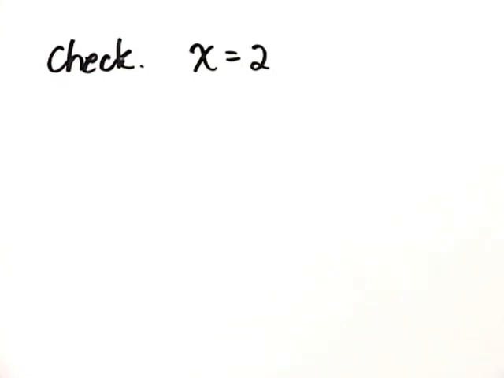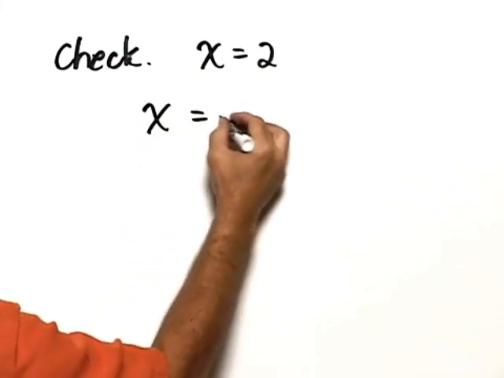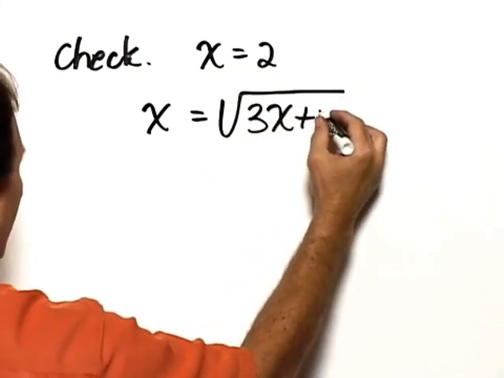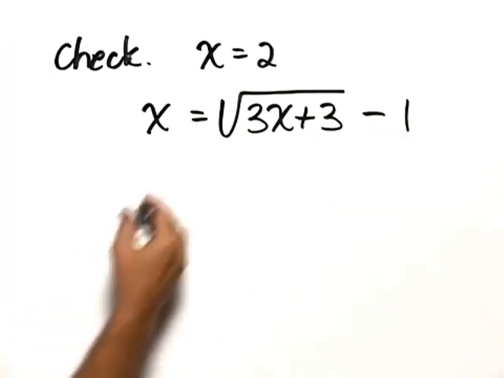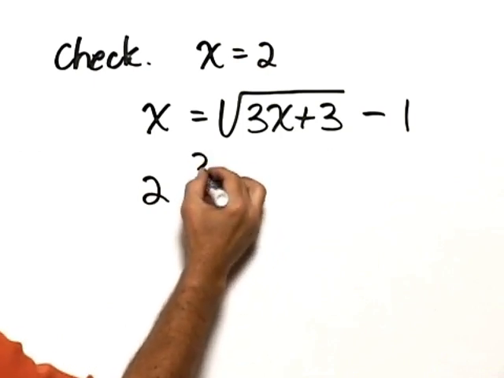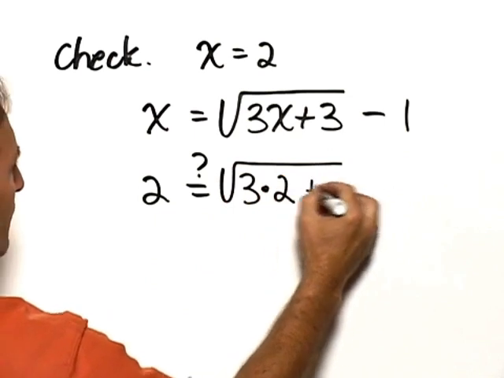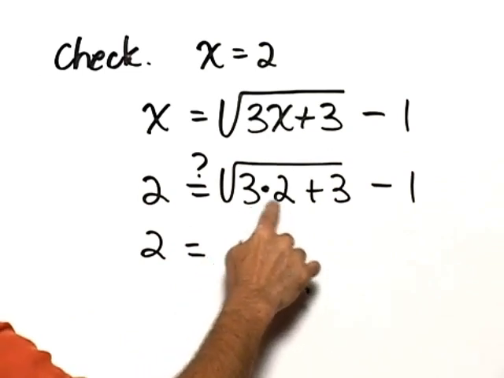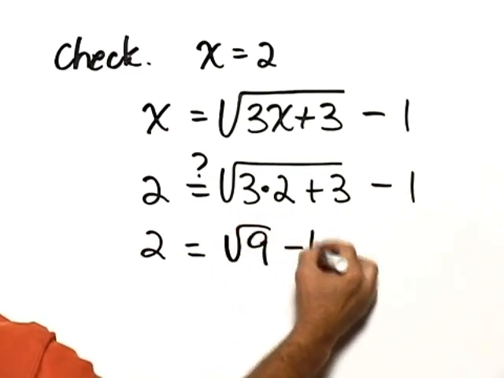So we have check first x equals 2. We substitute 2 into the original equation, and the original equation, remember, is x equals the square root of 3x plus 3 minus 1. So we would have 2 equals question mark the square root of 3 times 2 plus 3 minus 1. So that's 2 equals 3 times 2 is 6. 6 plus 3 is 9. So that's the square root of 9 minus 1.